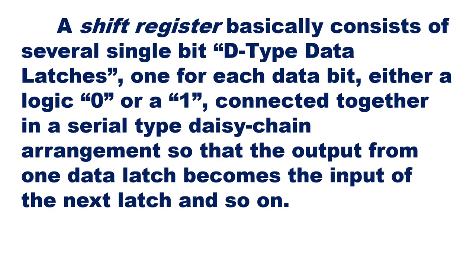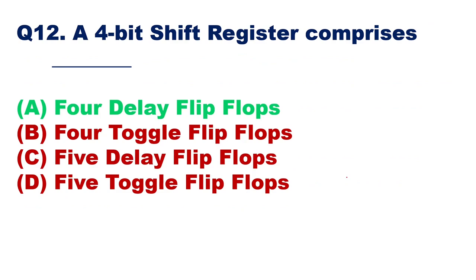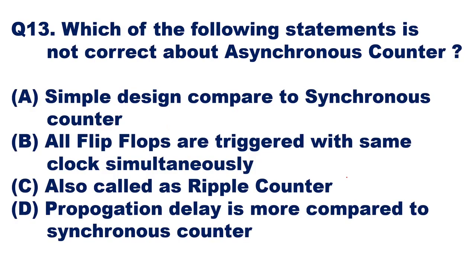Then we can see the theory for it. A shift register basically consists of several single bit D-type data latches, one for each data bit, either a logic 0 or a 1, connected together in a serial type daisy chain arrangement so that the output from one data latch becomes the input to the next latch and so on. So here, option A will be the right answer. A 4-bit shift register comprises of 4 delay, that is the D flip-flops. Then we'll go to the next question.